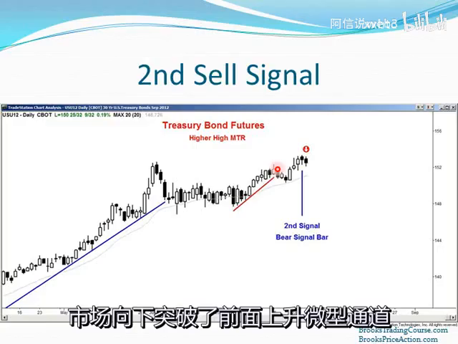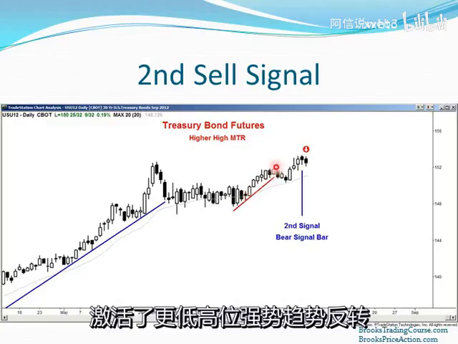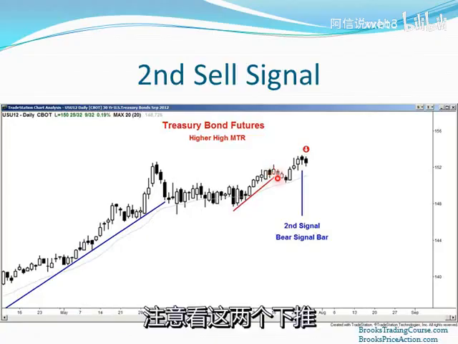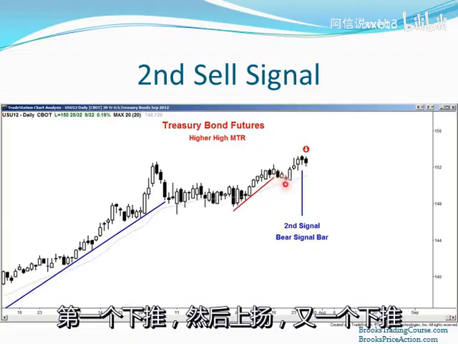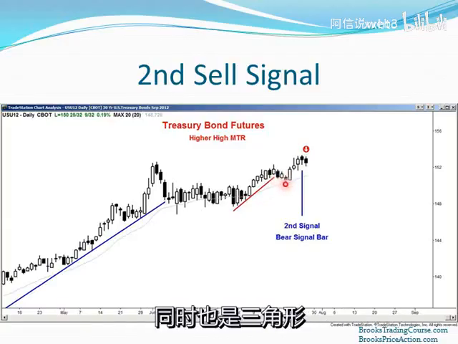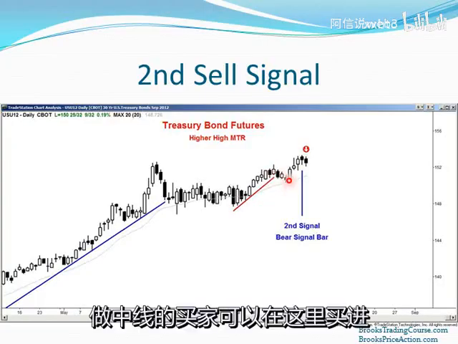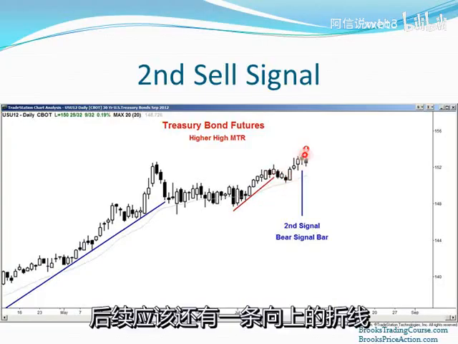And this is what happened. The market broke below the bull microchannel, triggering the lower high major trend reversal, but I would not take that short. With these two pushes down here, up and down, it's a high 2 bull flag. It's also a triangle, 3 pushes down, 1, 2, 3. Swing bull traders can take this for a leg up.